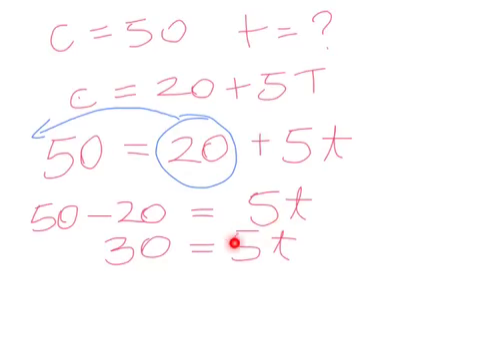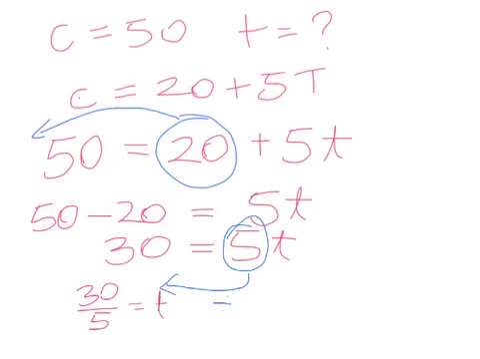Here we're multiplying by T, so we have to get rid of the 5, we've got to do the opposite, which is to divide. So we take the 5 over to the other side by dividing, and we end up with 30 over 5 equal to T, and this becomes T equal to 6. So the answer to that question is 6 hours.